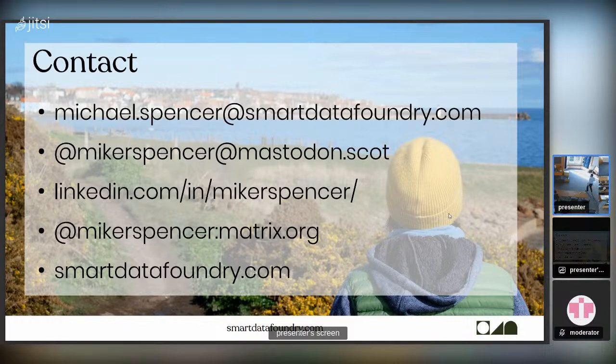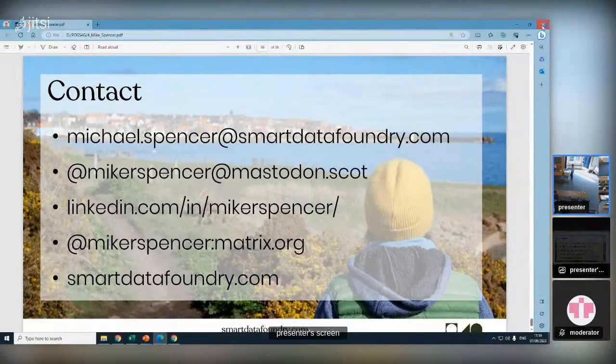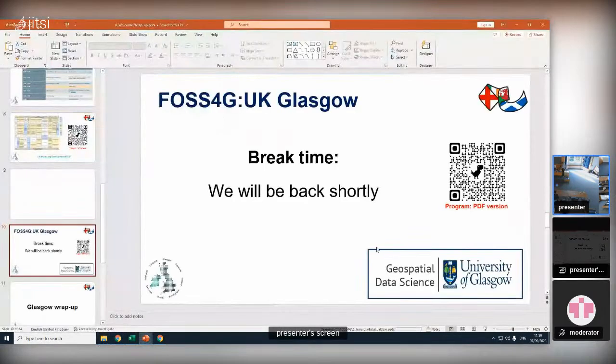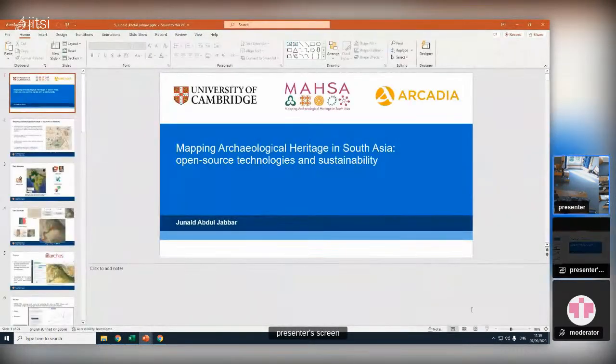The next speaker will be Junaid Abdul-Jabbar from the University of Cambridge, and he will be talking on mapping archaeological heritage in South Asia, open source technologies, and sustainability.